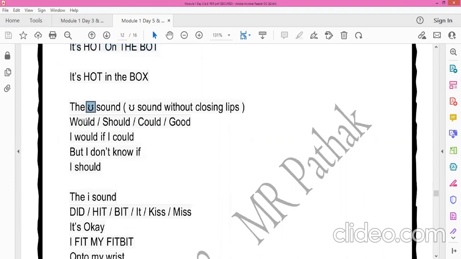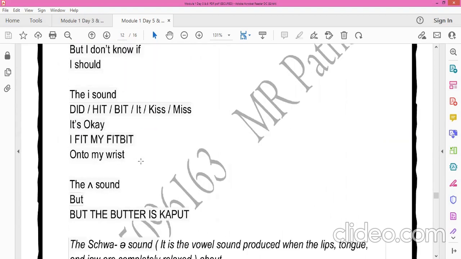Now this is the oo sound. So OU, oo: would, should, could, good. Okay. Now come to the next one. This is what? The E sound. Did. It's written like I, but in IPA it is called what? The E sound. So did, hit. I can't say died, something like that. Hide, no, hit, bit, isn't it?